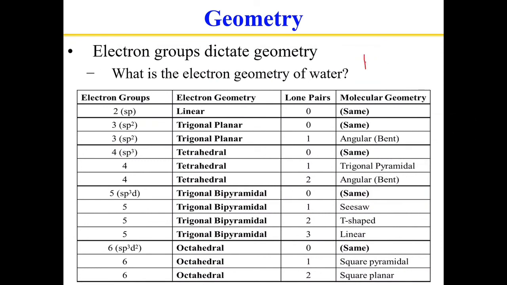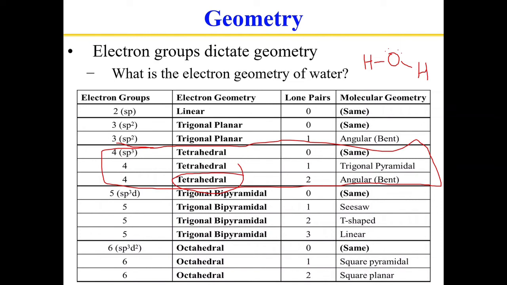So water looks like this. We can use the Honk X rules to build water. We have H2O, and the oxygen has 2 bonds, 2 lone pairs. So there are 1, 2, 3, 4 electron groups. So that means I'm down here in this area. The hybridization of the oxygen will be sp3. The electron geometry will be tetrahedral, and there are 2 lone pairs, so my molecular geometry is bent. So the electron geometry of water was the question, and the answer is tetrahedral.